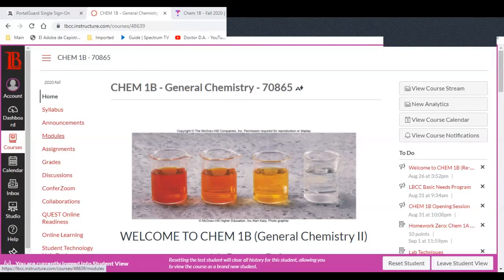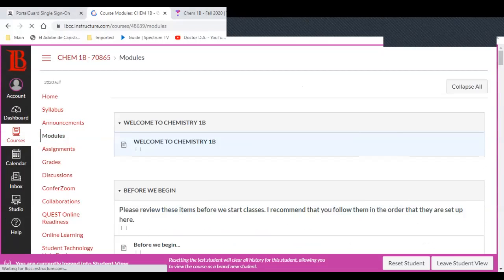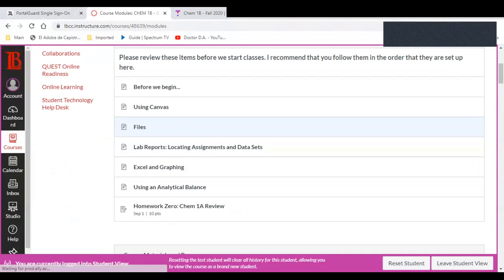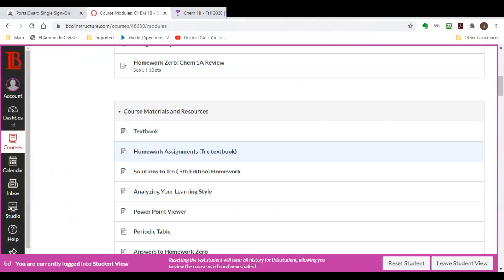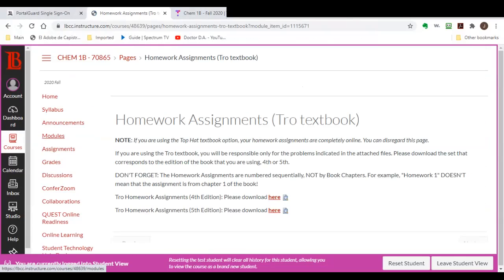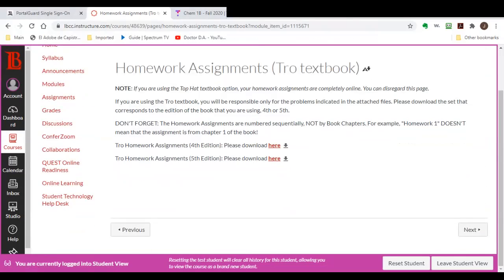Okay, let's look back at that screen that we had before with the modules, and let's look at the homework. Somebody had a question which I think was very valid in terms of those of you who are doing homework assignments from TRO. Notice that it all depends on which edition you have. So make sure you know which edition you have so you download the correct homework set. Let's say you have the 5th edition, or let's say you have the 4th edition.